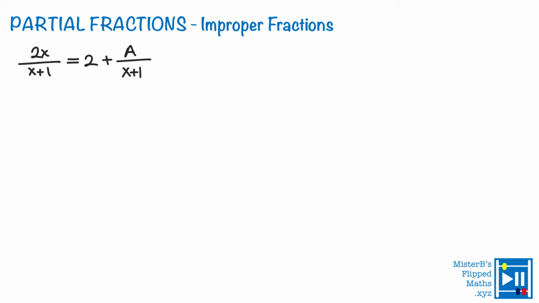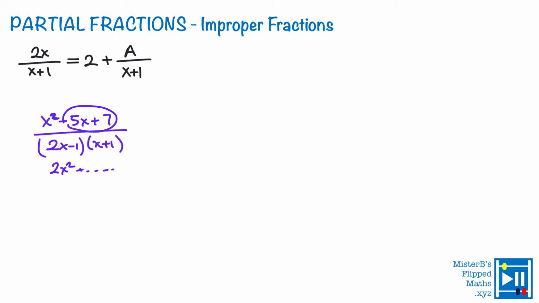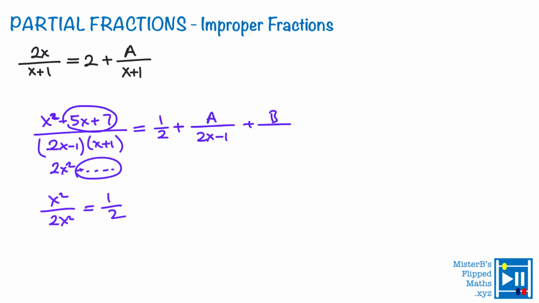Or if you have something like x squared minus 5x plus 7 over (2x minus 1) times (x plus 1), then, well, this is again not a top-heavy fraction because the degree of the numerator is 2. You can see that this is 2 here as the index. And (2x minus 1) times (x plus 1) will give you 2x squared and something. So the degree of the denominator is also 2. So in that case, you will again disregard whatever is written there and consider x squared over 2x squared, which simplifies to 1 over 2. Hence, you have to start with 1 over 2 plus a over 2x minus 1 plus b over x plus 1. You don't need to show work to end up with this constant. You can directly start writing the partial fraction decomposition.